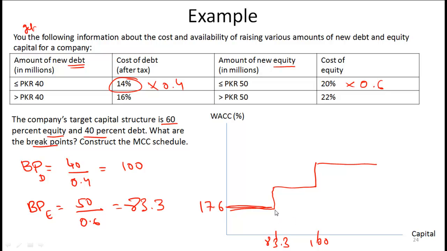At 83.3, equity becomes more expensive, because remember this was a breakpoint for equity. So equity becomes 22%. To calculate this point, we have 14 into 0.4 plus 22 into 0.6, which should give us 18.8. And then after 100, we have both equity and debt becoming expensive. So to calculate this WACC, we do 16% into 0.4 plus 22% into 0.6, which should give us 19.6. So that gives us our schedule.